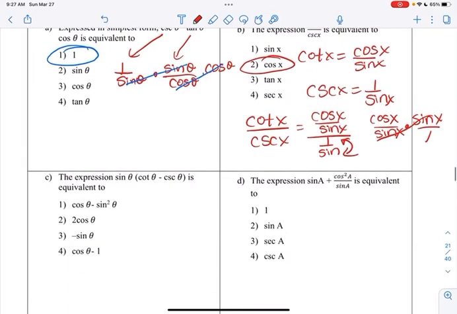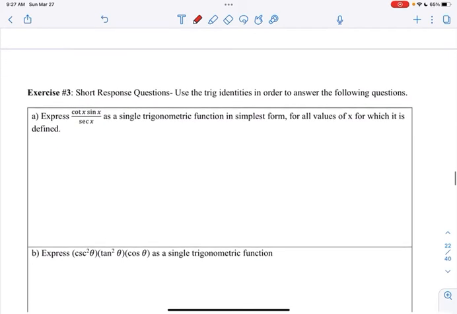All right, let me see if any of these are any different. Not too much different. Let's flip over and just look at what's on the back here, just so you can see. Short response, using trig identities in order to answer the following questions. Express cotangent of x sine of x over secant of x as a single trigonometric function in simplest form. So cotangent, I'm just going to write what each of these are equal to, is cosine over sine. And secant is 1 over cosine. All right, sine is just sine. So I'm going to rewrite that.